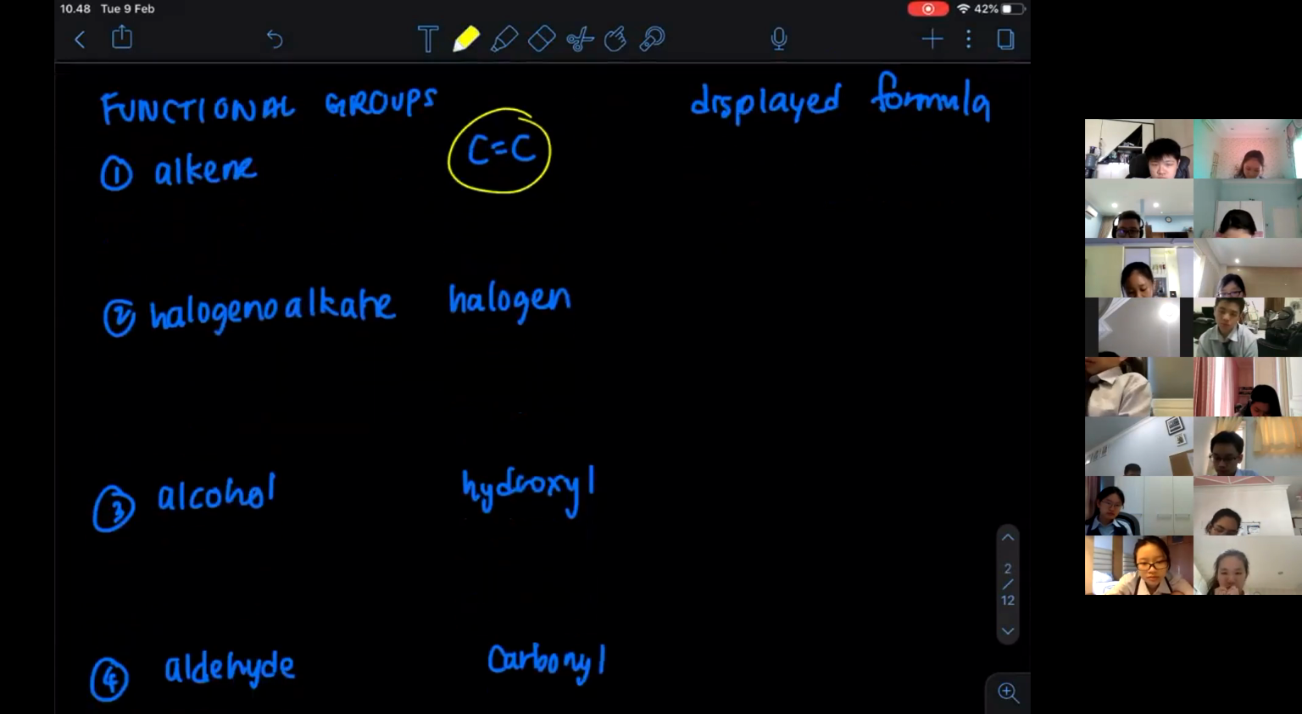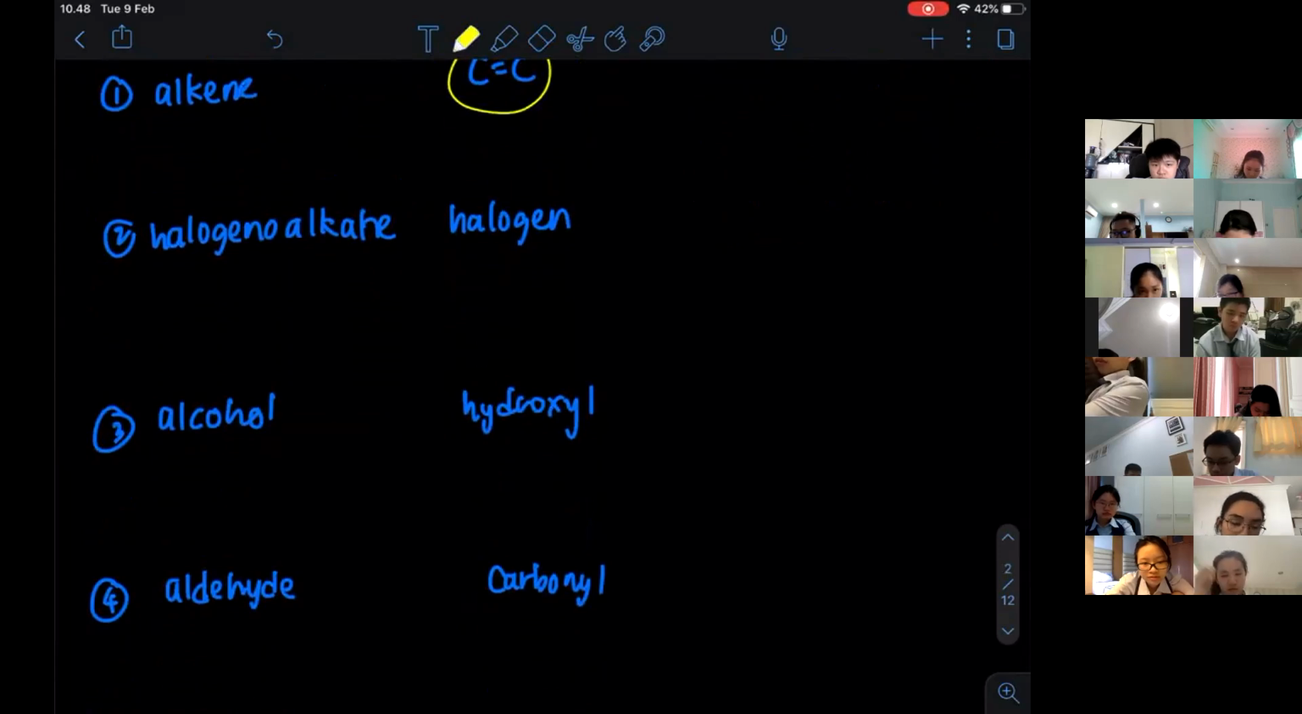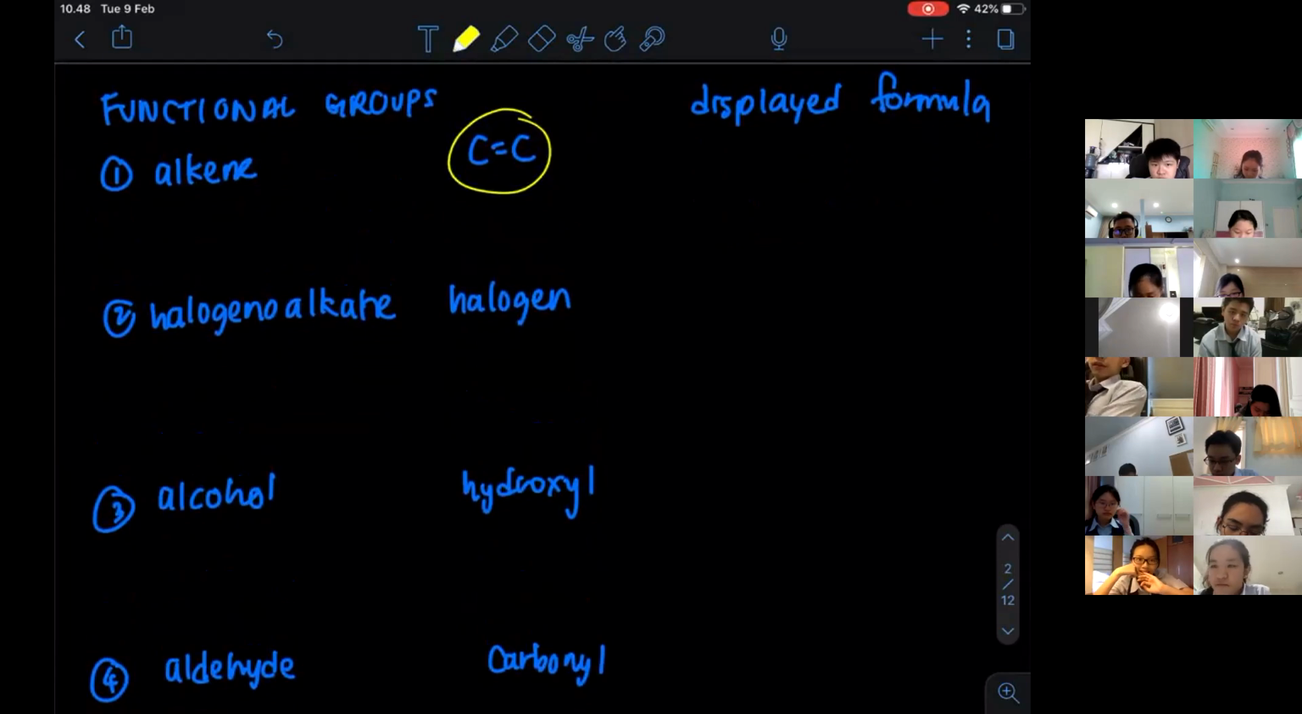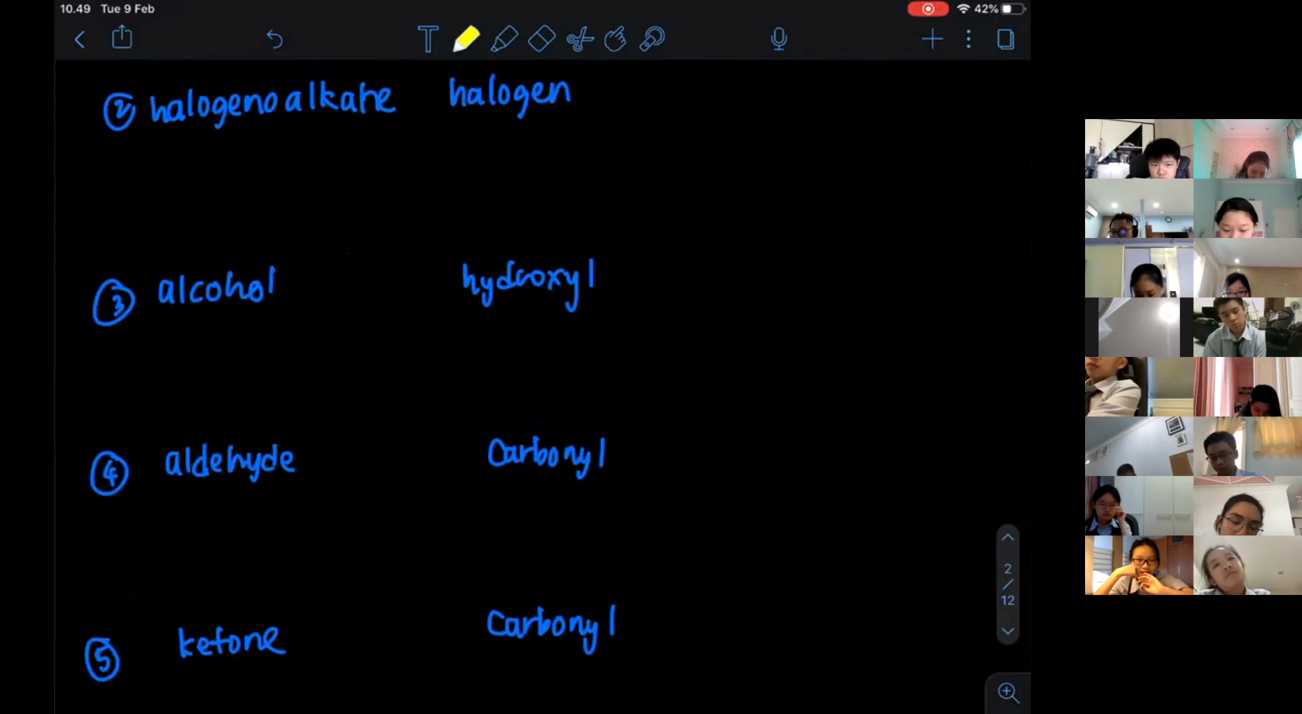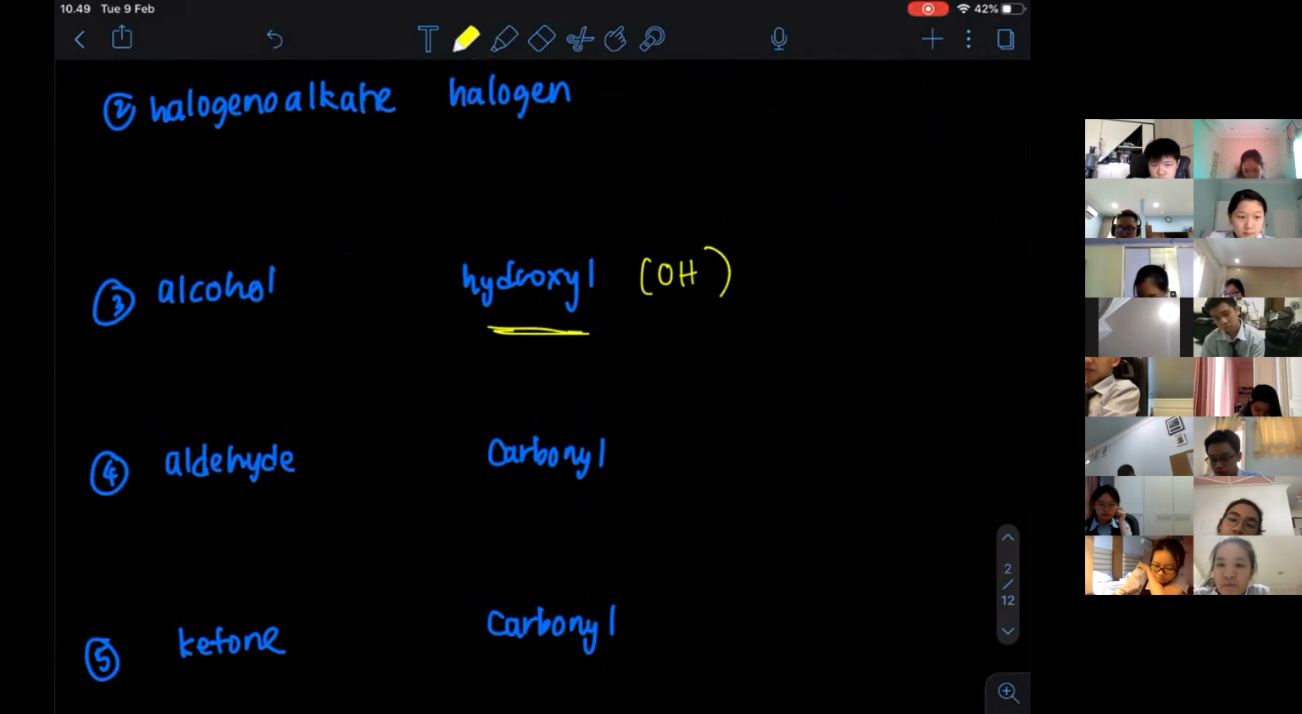But the second one is going to be halogenoalkane, and the functional group is going to be halogens, depending on whether they have I, Cl, or Br. So halogenoalkane. And then for alcohol, this is what I mentioned to you just now. OH is known as hydroxyl group. So you don't call them OH group, it is hydroxyl group. You don't call them alcohol group, it's going to be hydroxyl group.